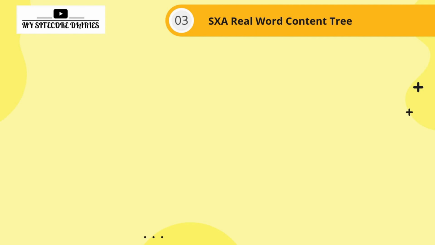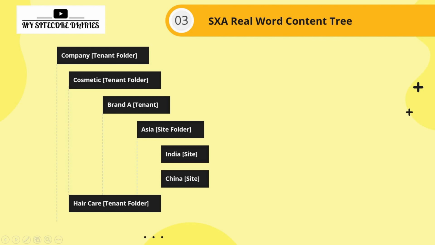Now we will see a real world content tree in SXA websites. So this is a real world example of an SXA website. You can have a company tenant folder, maybe some XYZ company. In that there might be two departments, one is cosmetic and the other is hair care. So this is also another tenant. So you divided your company into two parts: a cosmetic department and a hair care department.